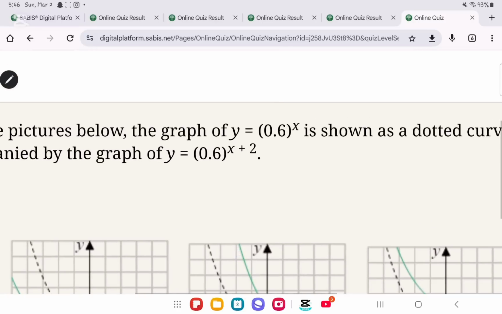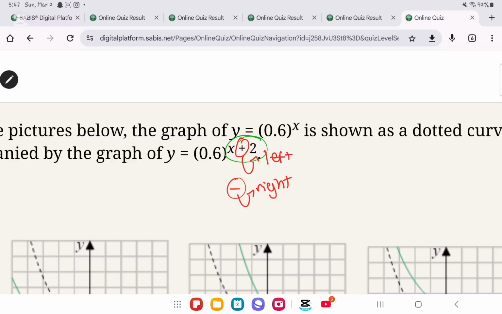X plus what? X plus 2. So you are adding 2 to the x. Whenever you are adding or subtracting a number to the x, then you're either shifting left or right. If you are adding, then you are shifting towards the left. If you are subtracting, then you are shifting towards the right.